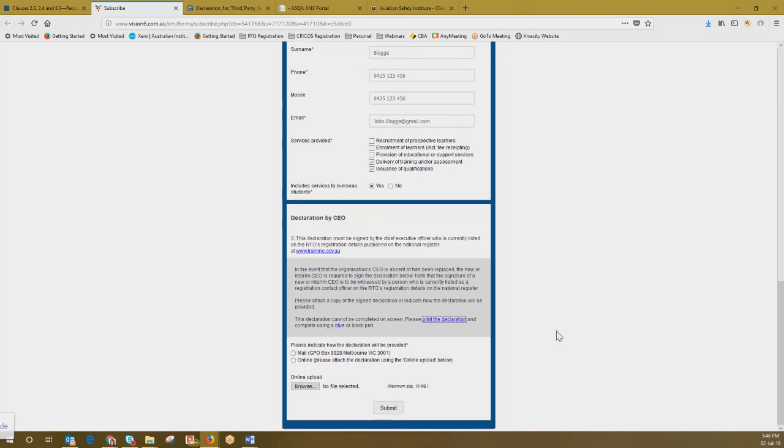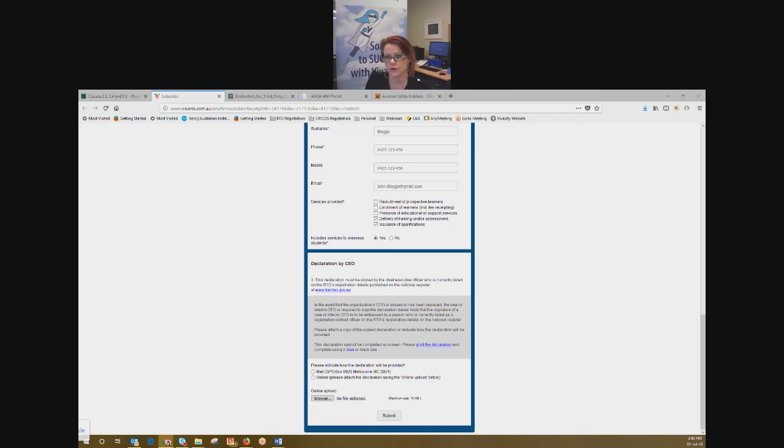So the reason behind that is ensuring that ASQA know that you have a written agreement in place where you're monitoring those students on behalf of your RTO, because as an RTO, you're responsible for the compliance requirements of ensuring that those third parties are working within the standards and within your policies and procedures. So that's why it's important that you have a third party arrangement in place, that the third party understands what their responsibilities are to deliver training and assessment under your scope of registration.